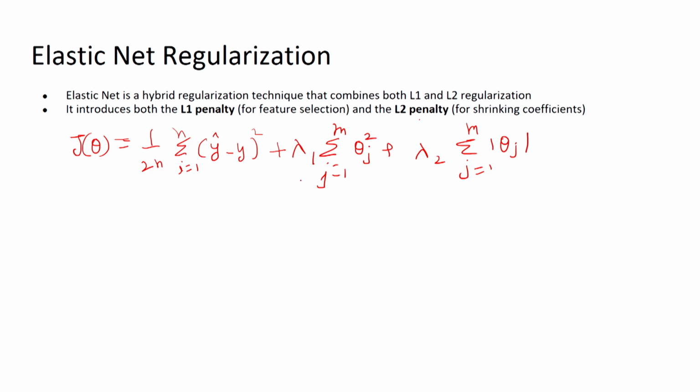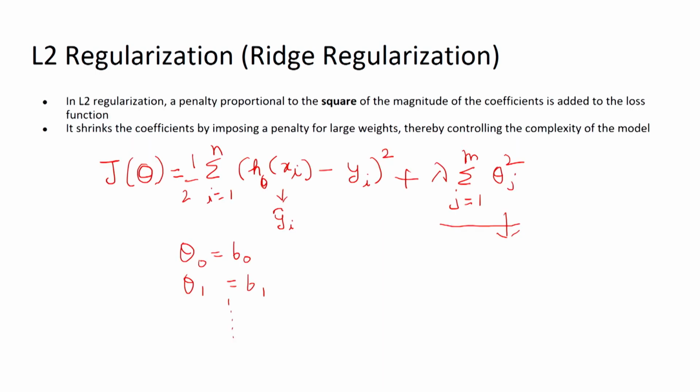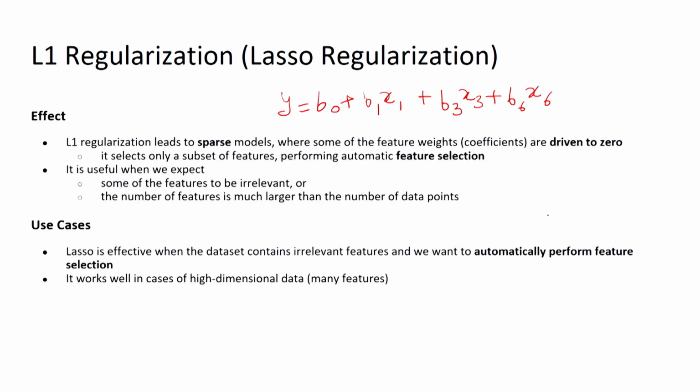Now we should talk about this lambda that we added in both of these two cases. Lambda is a hyperparameter, and its value will decide how much weight you are giving to the regularization term. If lambda is 0, it means we do not want regularization. If the value of lambda is high, we are giving more strength to the regularization. In the same case here also, the value of lambda will decide the strength of regularization.